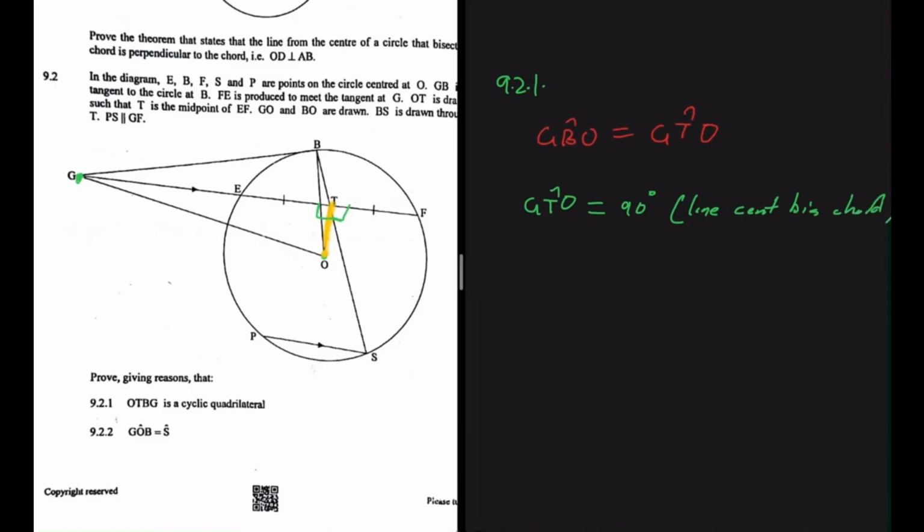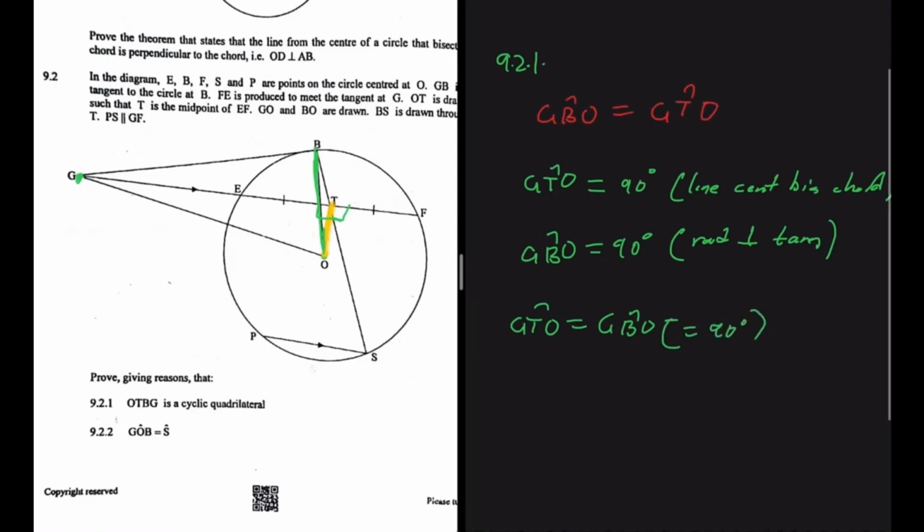So now we know fully well that GBO should also be 90 degrees, and indeed it is. We're going to say that GBO is equal to 90 degrees. Why are we saying GBO is equal to 90 degrees? Because this radius here will be perpendicular to the tangent, right? We know that fully well. So the radius is perpendicular to the tangent. So now we've proved that GTO is equal to GBO because they're both equal to 90 degrees, right?